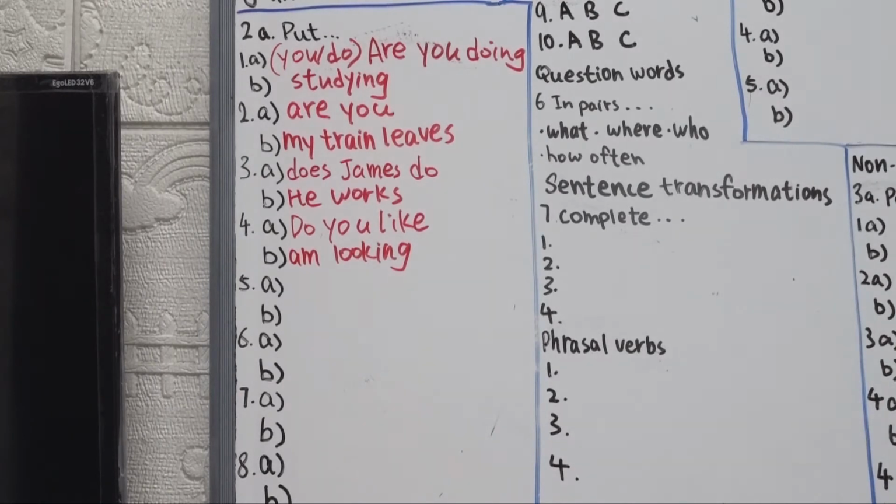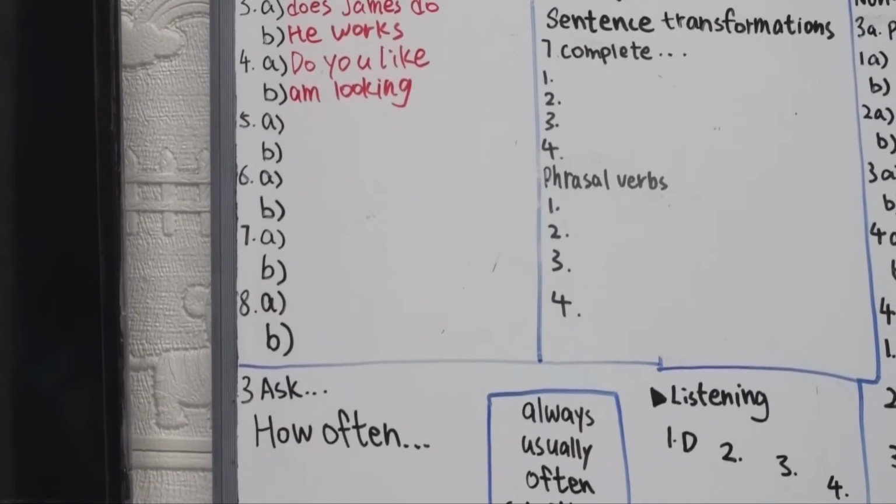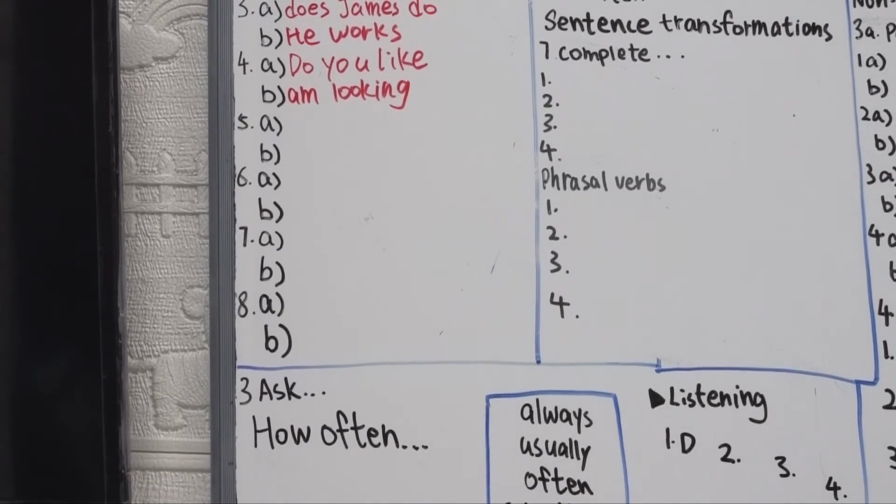5 to 8, you do it. Go. Try to do it. Read the sentence carefully, change them and read and see if it makes sense.